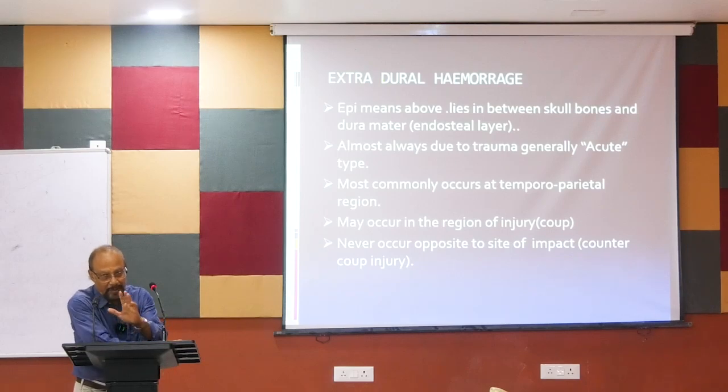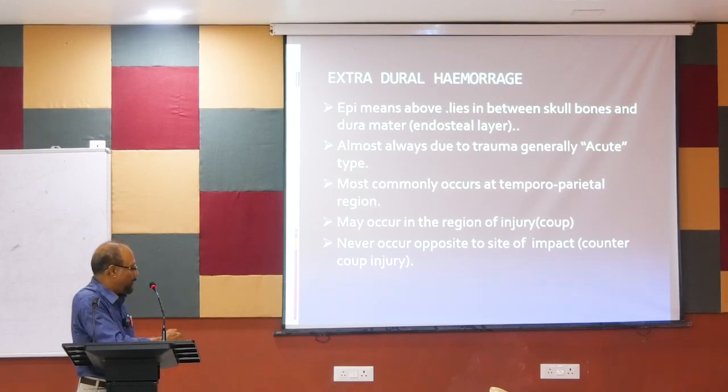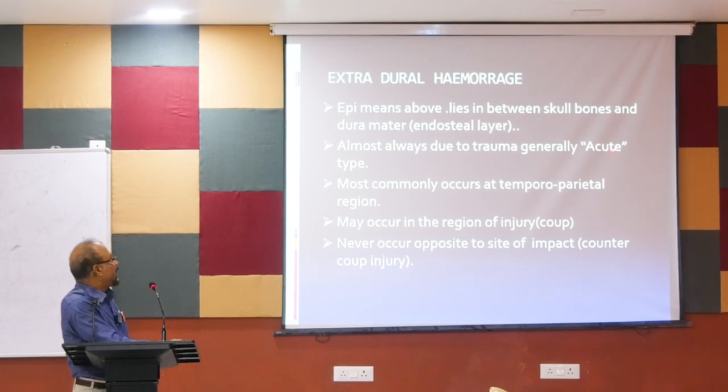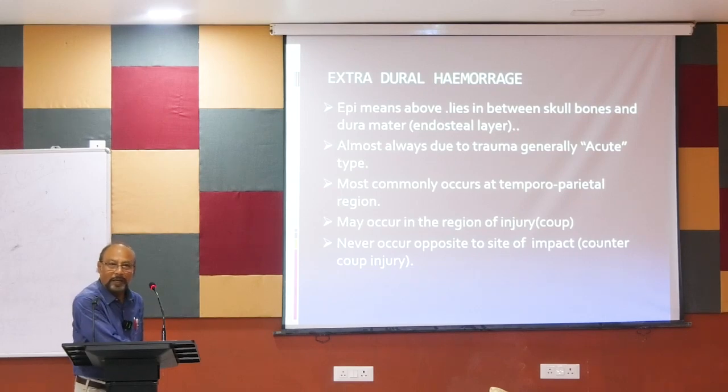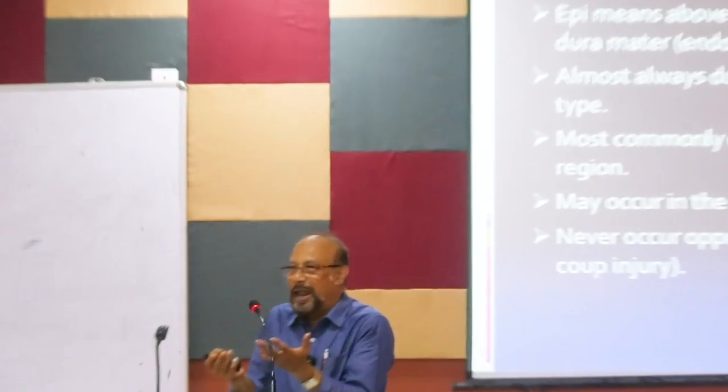There are so many types, and it is very important to explain why the person died, even in hemorrhages. That is very important to explain. It is almost always due to trauma, generally acute type. I have said again what kind of trauma: head thumping, a cricket ball. If you notice, probably I do not know how many of you like football or soccer, but these days in India many like cricket.